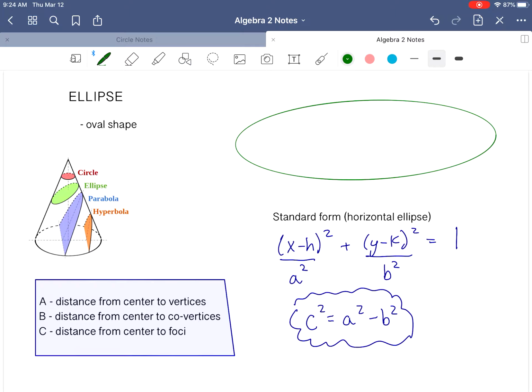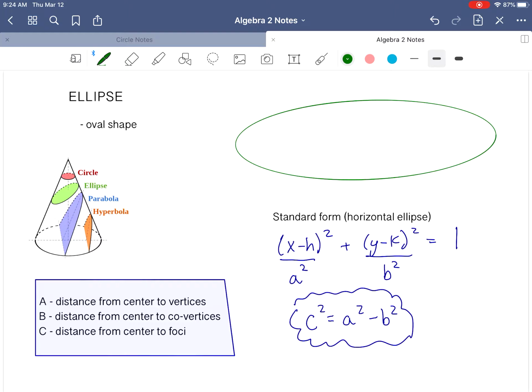Hi guys, today's video is going to be covering what we call an ellipse. An ellipse you can think of like an oval, and when we are looking at a cone, we get the ellipse from slicing the cone from one side to the other at a slant. So if you look at the picture over on the side, which you guys have seen before, the ellipse is that green color that we're working with today.